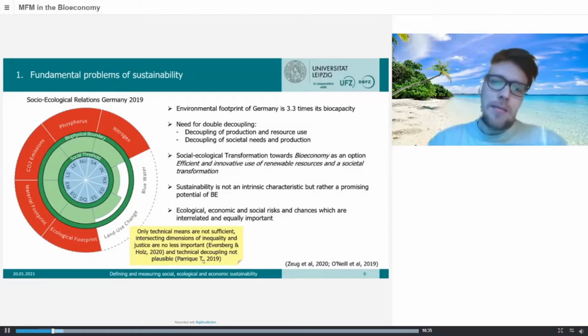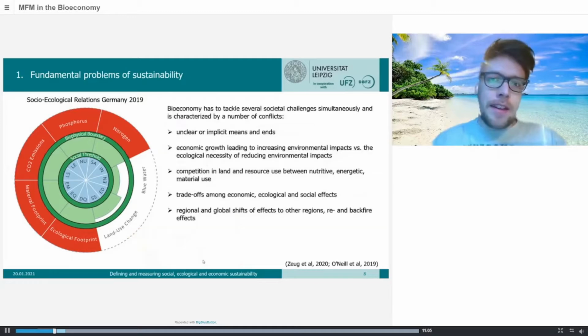Bioeconomy means the efficient and innovative use of renewable resources and this social transformation. But the problem is that sustainability is not an intrinsic characteristic, but rather a promising potential of bioeconomy. That means we have to assess the risks and chances of the bioeconomy, and we cannot just assume that everything gets better when we are just doing bioeconomy. And bioeconomy has to tackle several societal challenges simultaneously. And of course, there are a number of conflicts which go hand in hand with it.